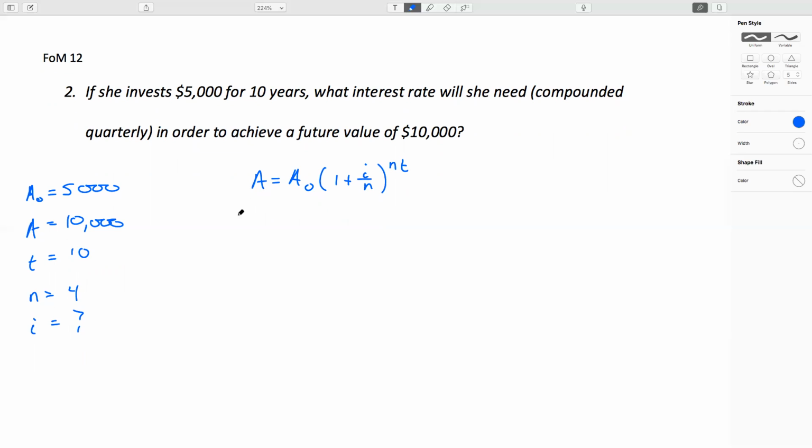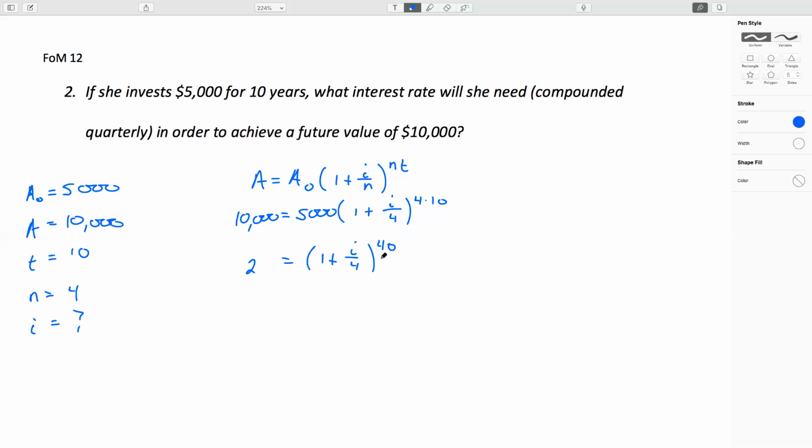A is 10,000, which equals A naught, which is 5,000, times 1 plus I over 4 to the power NT, which is 4 times 10. Okay, we'll do a bit of rearranging now. We've got to move this 5,000 over by dividing it. 10,000 over 5,000 is just 2. So 2 equals 1 plus I over 4 to the power 40.